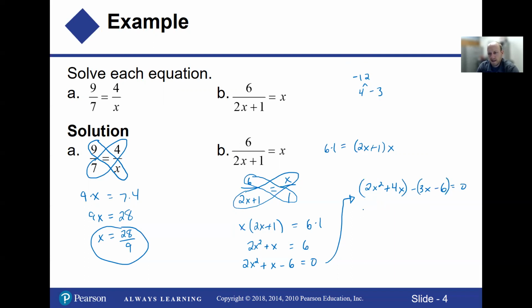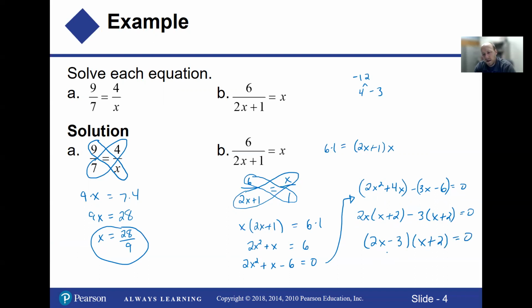And so this part I can take out a 2x, which leaves me with x plus 2. And here I can take out a -3. And that leaves me with x plus 2. Okay. So then we combine here. So we have the 2x minus 3, and then we have the x plus 2, as we did all the way back in chapter 6.